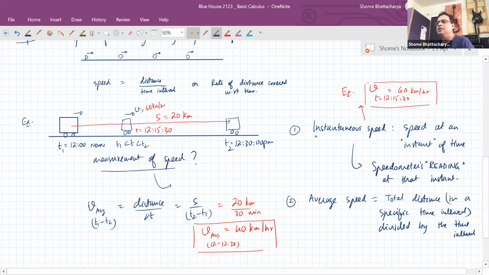For instantaneous speed, you need the device called the speedometer. Okay, it's the reading of the speedometer. How does the speedometer read instantaneous speed? And what actually is instantaneous speed? Sir, it calculates the rate of change of momentum of the car.